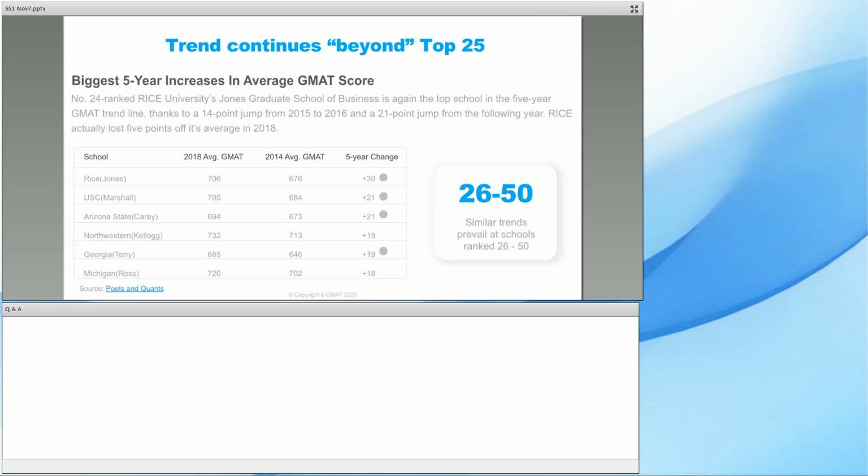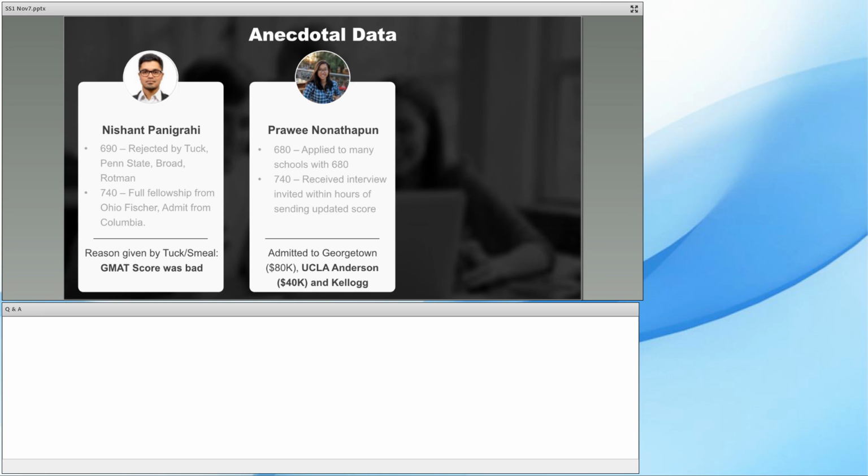And this trend is not just limited to the top 25. Whatever the top 25 do, the other schools follow, and you can really see the biggest score increases over this 5-year period have been at a bunch of schools, and 3 or 4 of these schools are not amongst the top 20 or 25. So Jones, Marshall, WP Carey, which is ASU, and Georgia experienced very significant score increases, and they are not among those top 25 schools. So this was some statistical data.